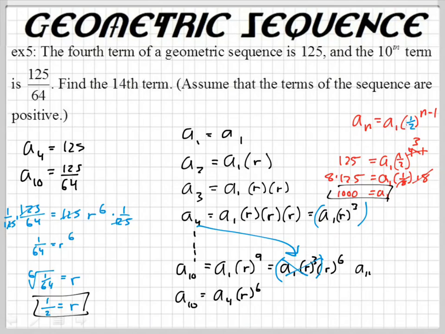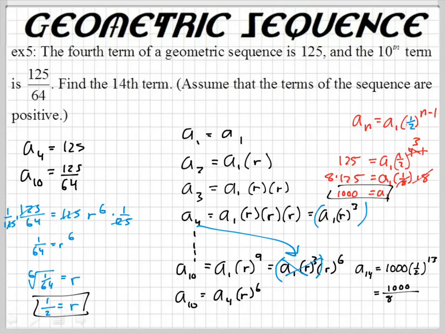So now let's plug in: a sub 14 equals a sub 1, which is 1,000, times 1/2 raised to the 13th, because it's n minus 1, so it'll be 14 minus 1 gives us 13. What is 1/2 raised to the 13th power? Don't do 1/2 raised to the 13th power. Just go 2 raised to the 13th power. What is 2 raised to the 13th power? You guys have your calculators? Oh wait, I have one. 2 raised to the 13th power.